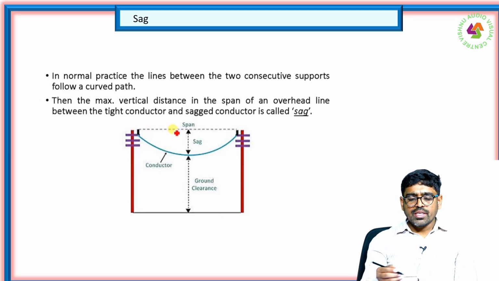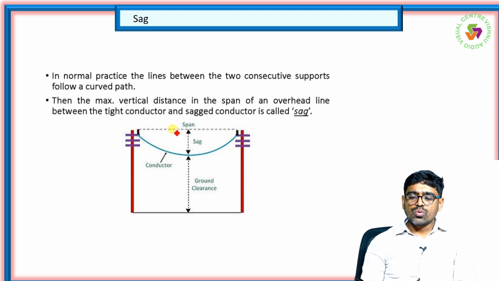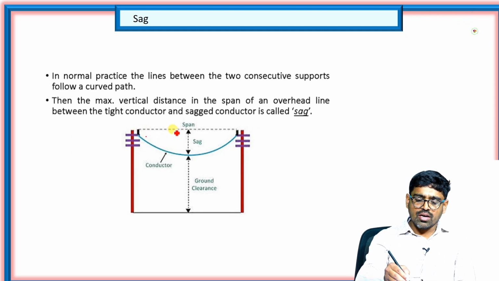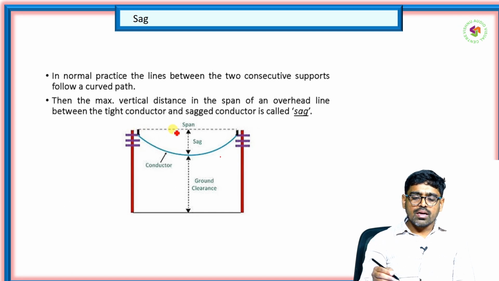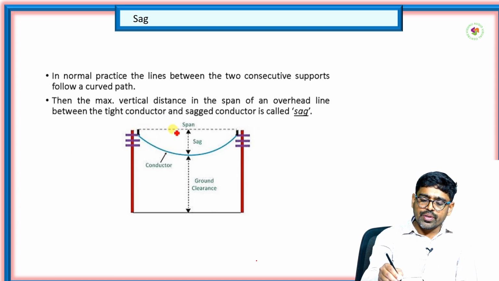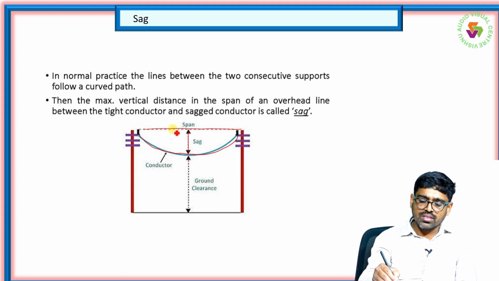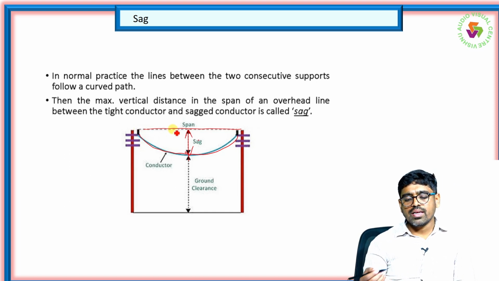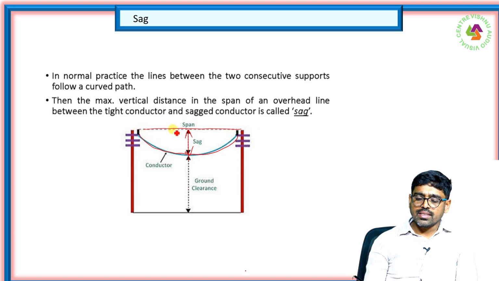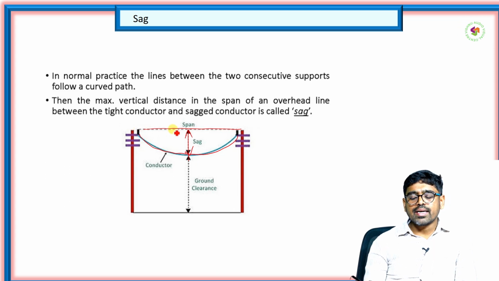And what is meant by sag? In practice, the line between 2 consecutive supports follows a curved path. We call sag the maximum vertical distance in the span of an overhead line between the tight conductor and the sagged conductor. So between this tight conductor and this sagged conductor, the difference at the lowest point is called sag. We can define it in another way: it is the vertical distance in the span of an overhead line between the tight conductor and the sagged conductor.